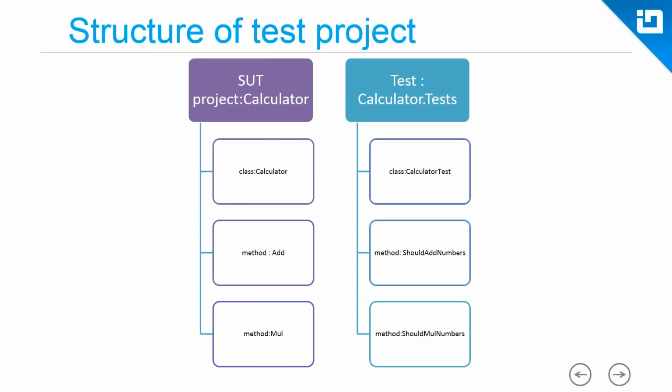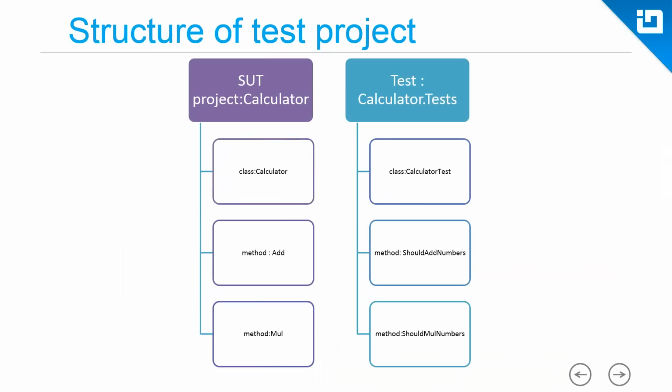I see many people don't follow that. They just write tests and they don't follow a project structure for the tests. And once your tests grow, or once your system under test grows, that becomes a bit of a mess. So let us say that your system under test, SUT, is a project called calculator, then you will have a class called calculator. Inside that, you may have methods called add and multiply, as you can see on the left side of your screen.